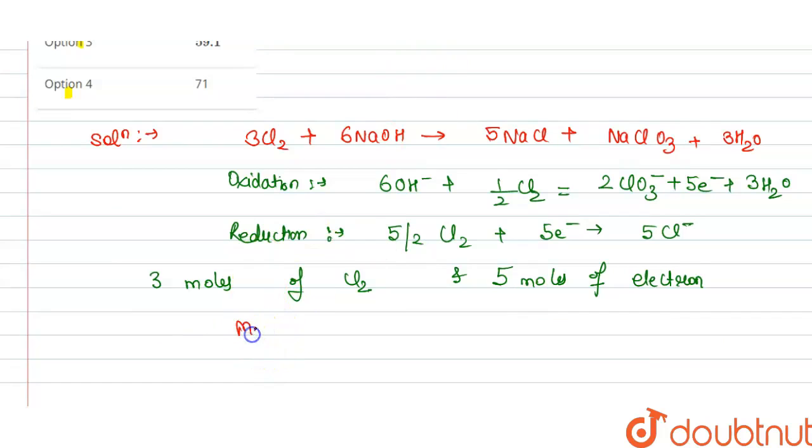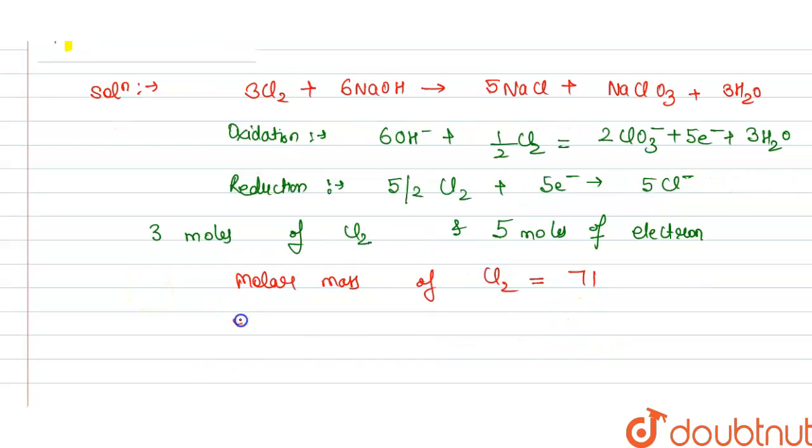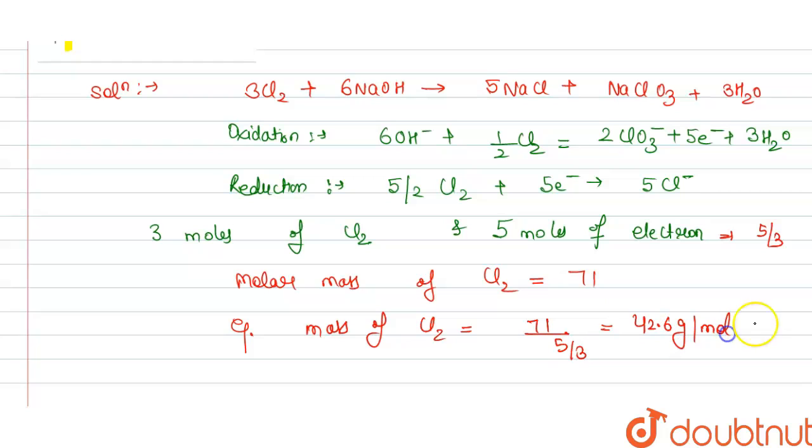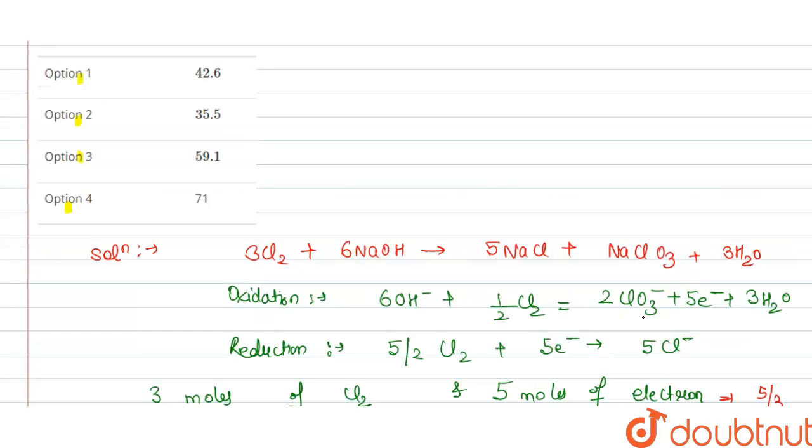So we have the molar mass of chlorine Cl2 is 35.5 multiplied by 2, that is 71. Now we have to calculate the equivalent weight or equivalent mass of chlorine. So this will equal the molar mass divided by the number of moles, that is 5/3 here. So this will equal 42.6 gram per mole, and this is the answer for this question. So from this we can say that option A is correct.